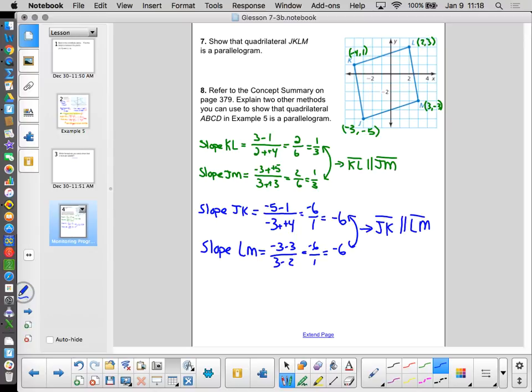That's great. Now we state our final conclusion. We've got all the evidence we need. So both pairs of opposite sides are parallel. And that would be a proof that that is a parallelogram.